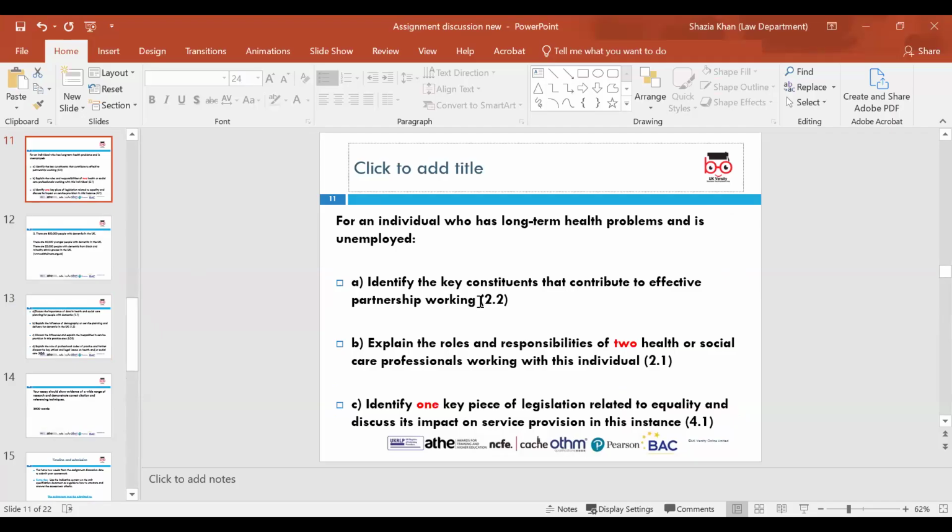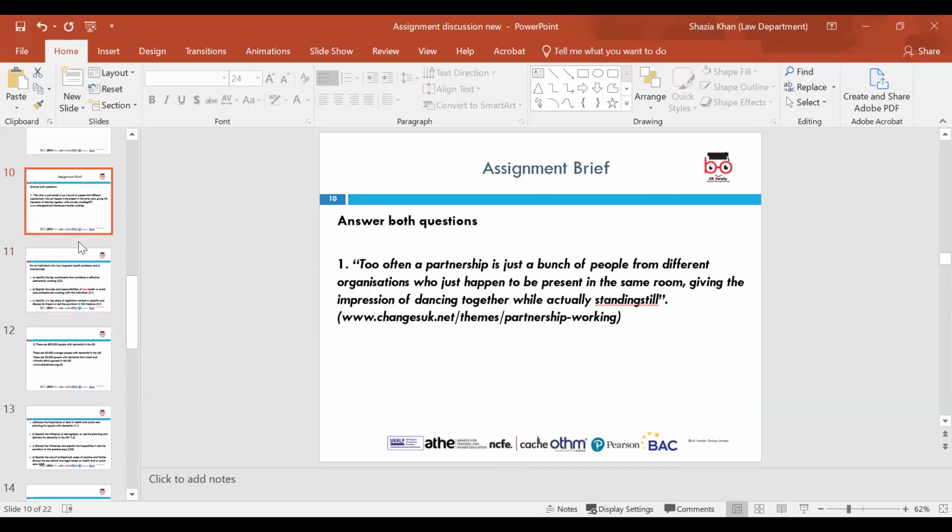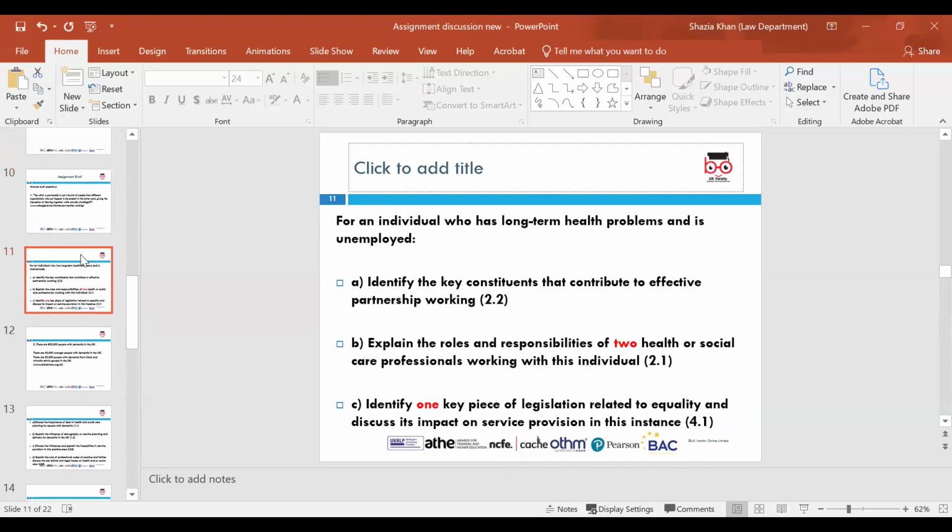Make sure you're sticking to what they're asking you, like two healthcare professionals and 1 piece of legislation. Don't write about everything. And then make it clear you're reading everything properly.